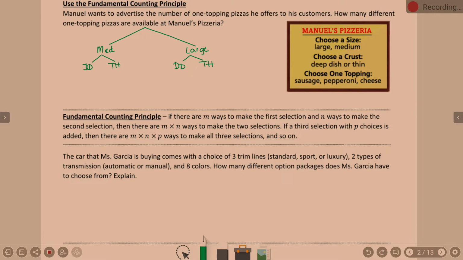After you pick your crust, what's the next thing you pick? You pick your topping, right? So if I picked, and this is how Autumn was talking about, a medium deep dish pizza, now I get to pick, do I want sausage, pepperoni, or cheese? If I picked a medium thin crust pizza, then I get to pick sausage, pepperoni, or cheese. On the other side, if I picked a large deep dish pizza, again, I could have sausage, pepperoni, or cheese. Or if I had a large thin crust, I could have sausage, pepperoni, or cheese. And that's just going through our different combinations where we picked the size of our pizza first, then the type of crust we wanted, and then our topping.